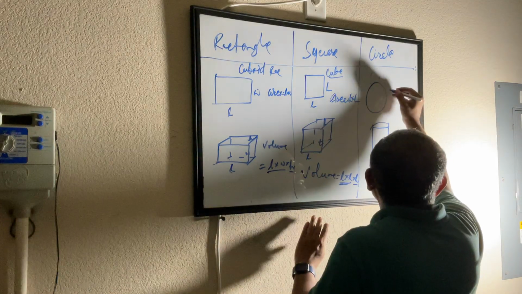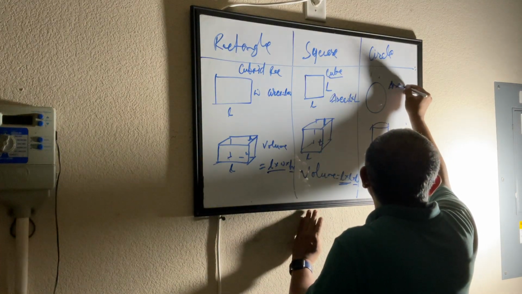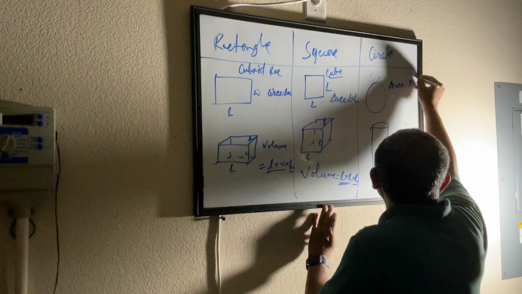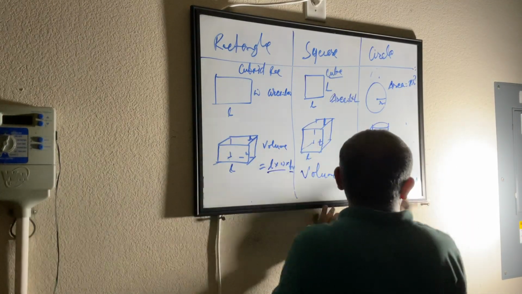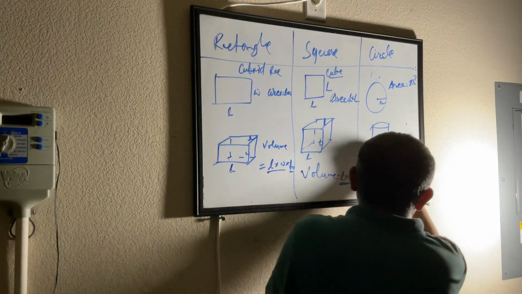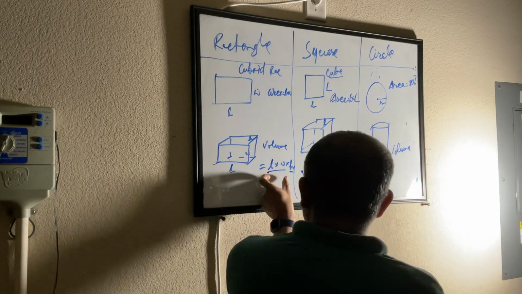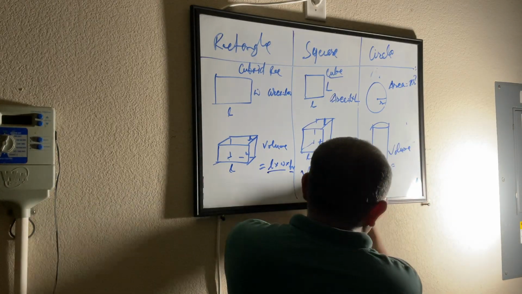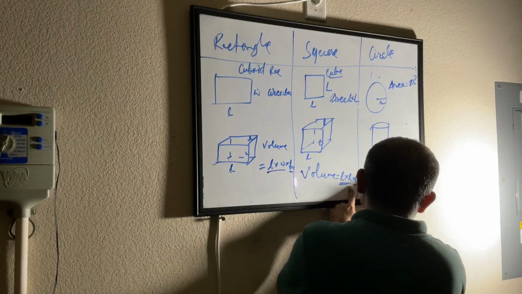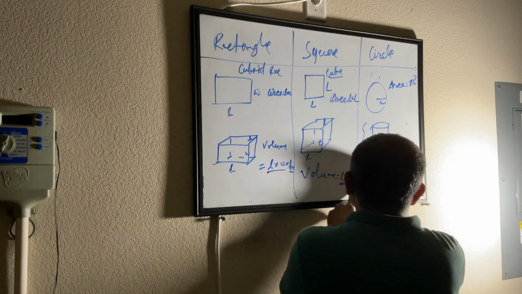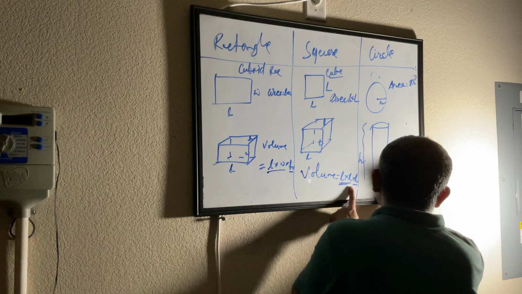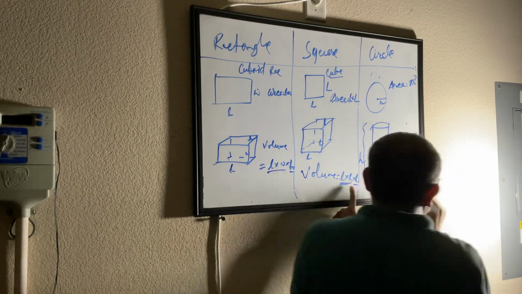Right? So here we know the area of the circle is pi r square, where r is the radius. What is the volume of this one? Again, same thing here. You found the area of the base, multiply that with the height. This is the area of the base and this is the height. So it will be pi r square times height.